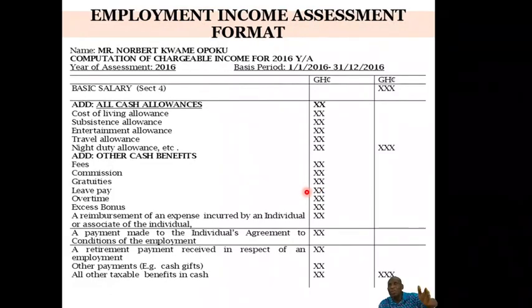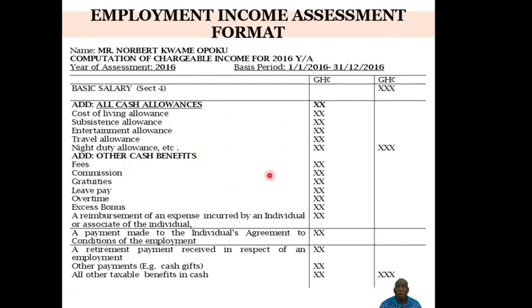Okay. So now this is the format of your presentation. Assuming you want to work a question under employment income: the name of the employee, then the requirement of the question. If they say compute the chargeable income, you write computation of chargeable income for the year of assessment, then you write your basis period. Then you start with your basic salary. Add all cash allowances and benefits. Examples: cost of living allowance, subsistence allowance, entertainment allowance. If the question says accountable entertainment allowance, don't add. Travel allowance, night duty allowance.